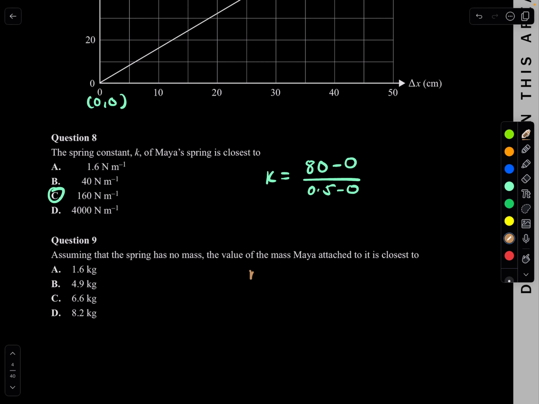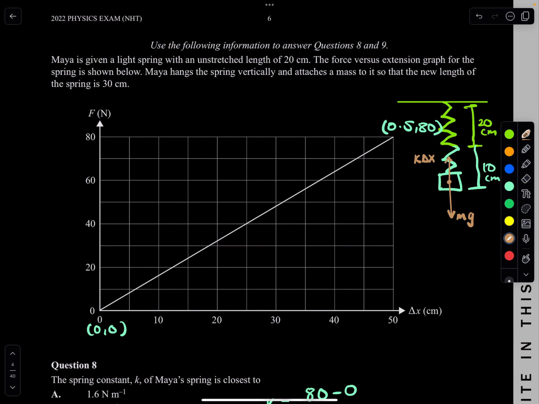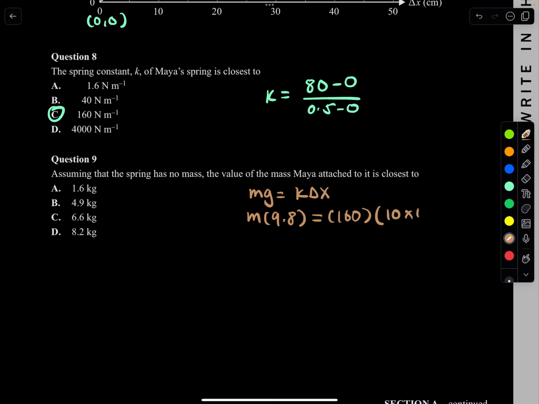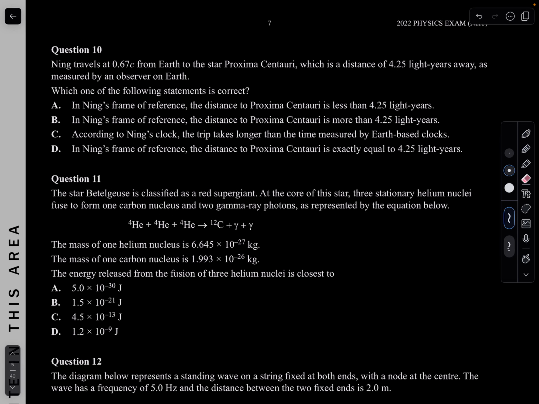So mg is equal to k times change in x. We don't know the mass, but we know g is 9.8. k is already calculated to be 160. And the change in x is the difference. Remember, how much did it stretch? It stretched by 10 centimeters, which is 10 times 10 to the negative 2. So calculating m using that, 1.63 kilograms, which is A. Done.